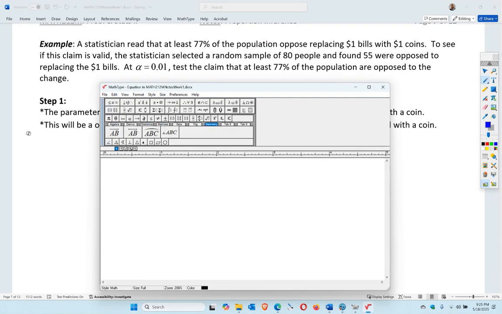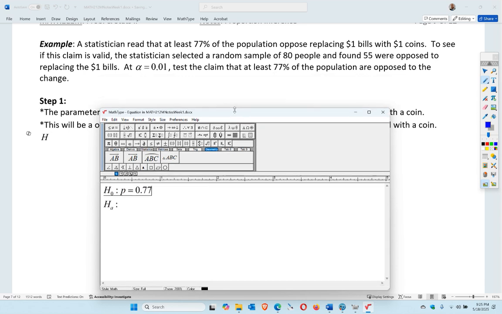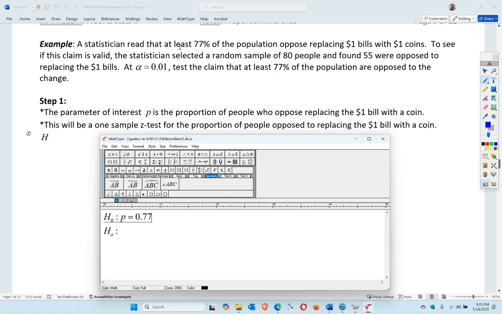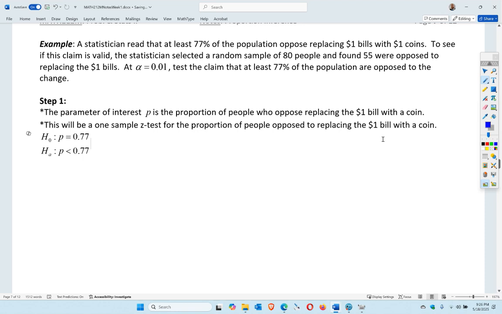Okay, so our hypotheses, H sub 0 for our null and H sub A for the alternative. So P is equal to 0.77. Let's shrink that down a little bit and think about why. The statistician reads it as at least 77%, which means greater than or equal to, right? But you don't include the greater than in the null hypothesis. It's always equal to. So the alternative would be less than 0.77. Okay? So there are our hypotheses. Either one or the other is true. Both cannot be true.